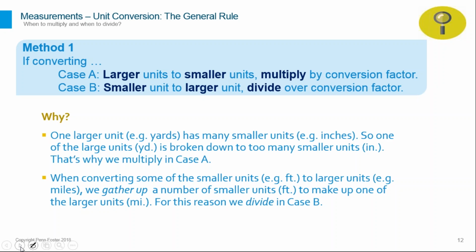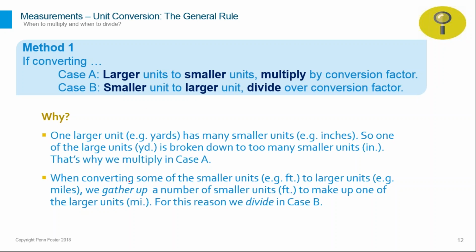It will make a difference because if you are changing from large, like yards, to smaller, like feet, you have to multiply. You have to multiply times what? Of course, times the conversion factor. If you are changing inches to miles, you have to divide. From small to large, you have to divide. These are the rules of method 1.